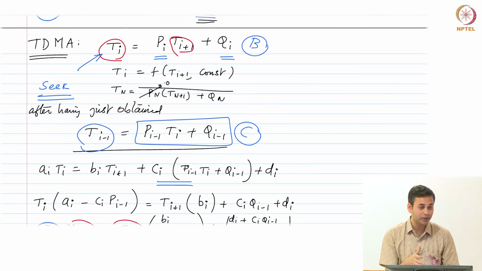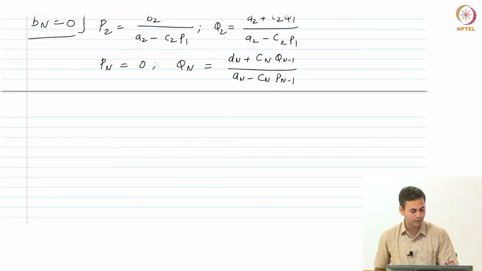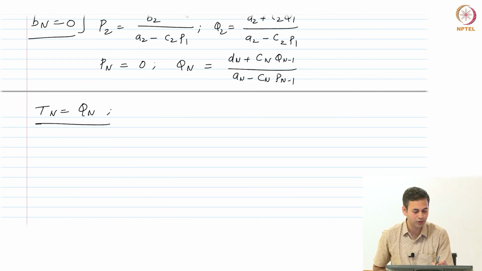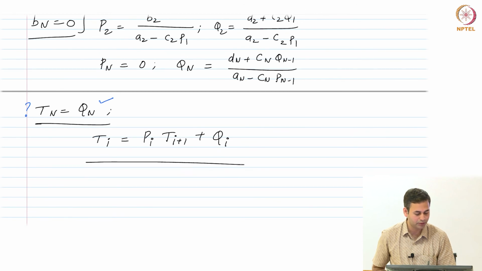What about Qn? Do we have a value for Qn? We just calculated Qn. Then what is Tn? Tn equals Qn. So you can calculate Qn and you get the value for Tn. So this is your first calculation of the back substitution process. Tn is now known. You calculate Tn equals Qn, then from here we go back to our original equation, which was Ti equals Pi Ti plus 1 plus Qi, right. This is our original equation.